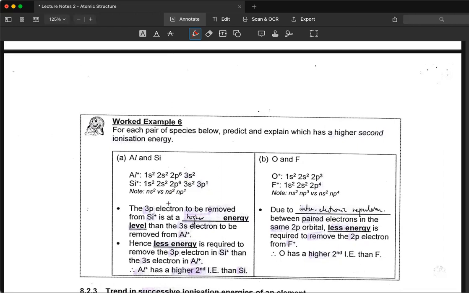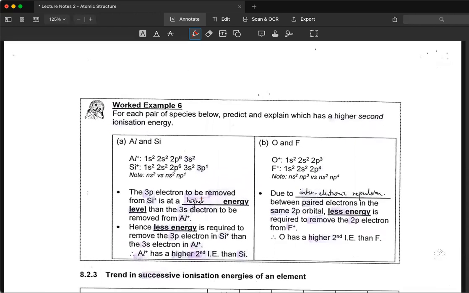So the 3p electron is to be removed from Si+, right? You can see that 3p is of a higher energy level than 3s. So although silicon is to the right of aluminum in the period, silicon plus has a lower second IE because the electron to remove is the 3p electron, which requires less energy to remove.